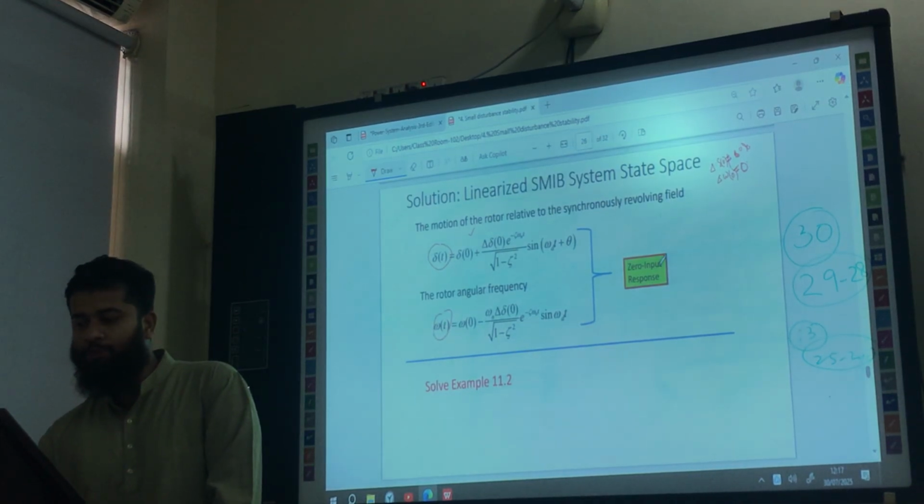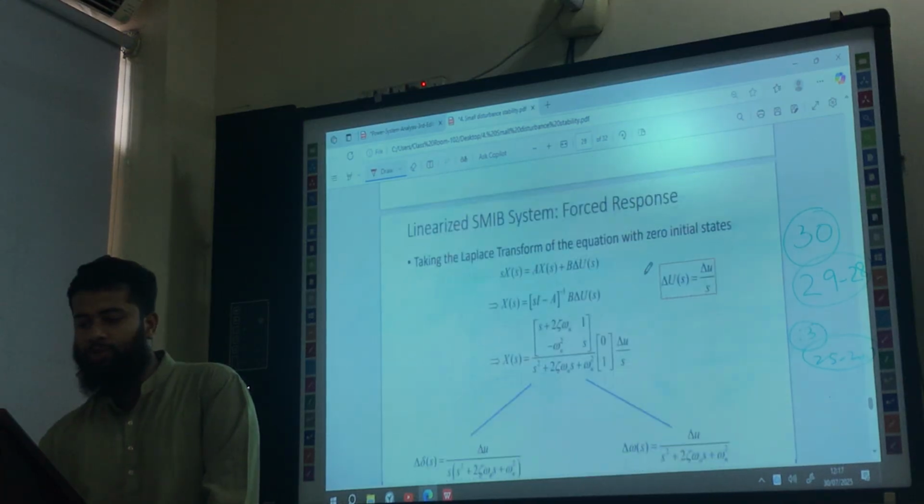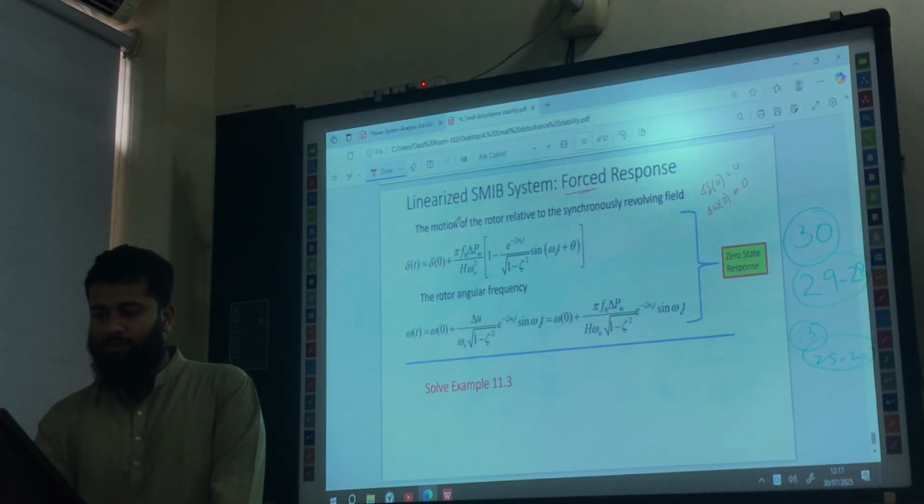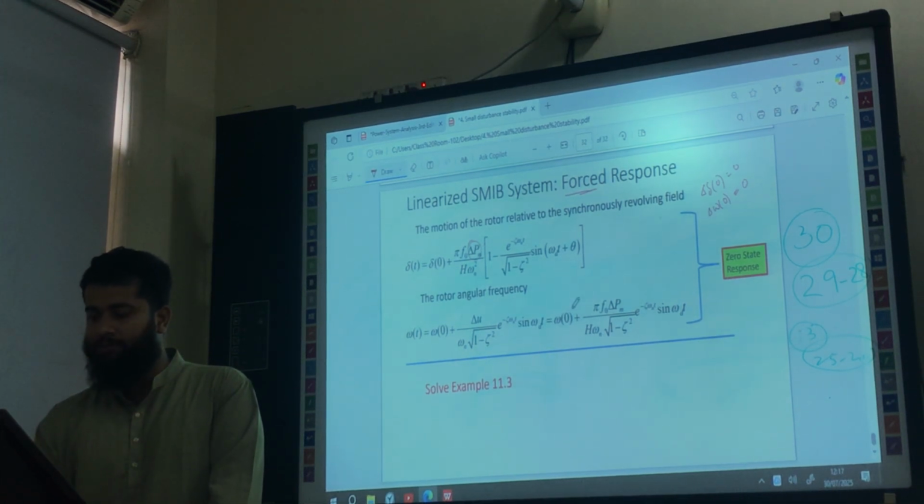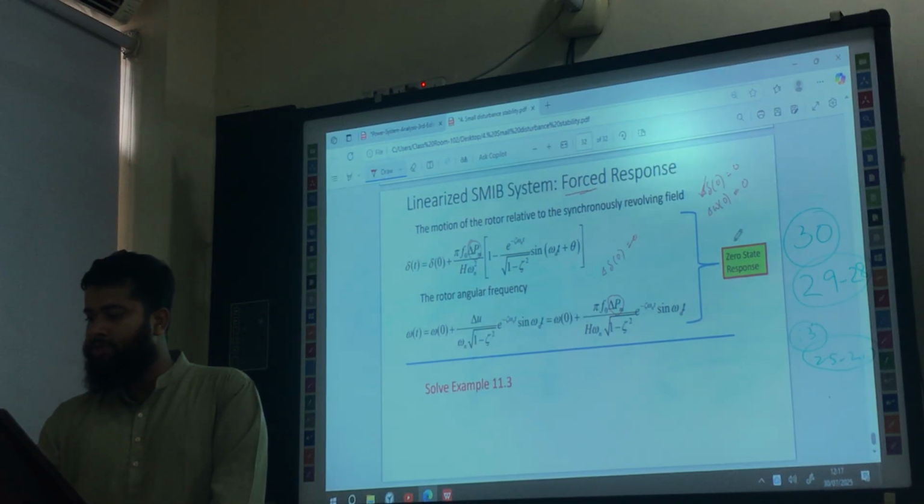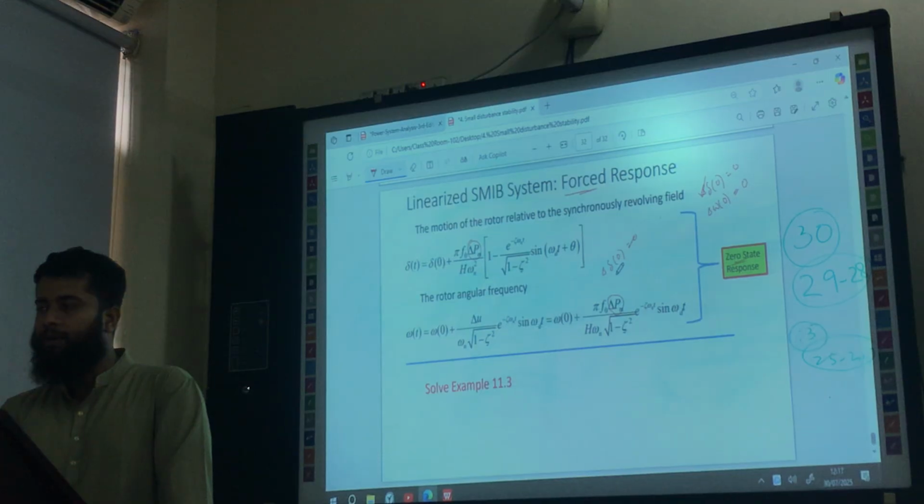And this is for zero input response, and these two equations are for zero state response. And here you can see that there is some input term, forcing function del p, right? Del p, and there is no del delta of 0 term because this is now 0, right? Because zero state response means the initial condition of the state variable is 0 here.